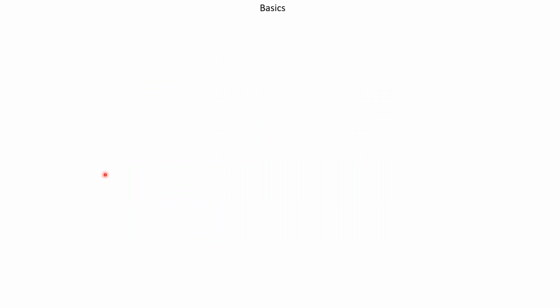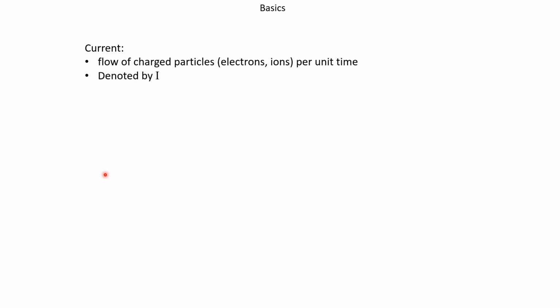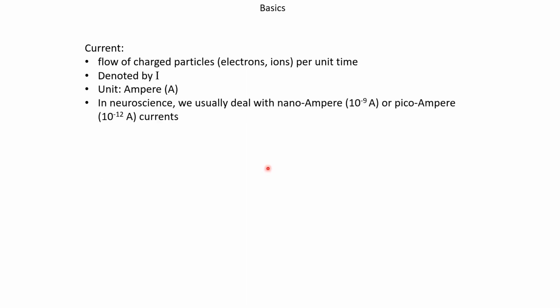The first thing we will look at is current. As you probably already know from your basic physics courses, current is the movement of charged particles per unit time. How much charge is moving per unit time defines how much current there is. It is typically denoted by the symbol I. The unit that we use for measuring current is amperes. But 1 ampere is actually a lot of current, and we do not see these kinds of currents in actual neural circuits. The levels of current that we more often deal with are on the order of nanoamperes or picoamperes. A nanoampere is 10 raised to the power minus 9 ampere, and a picoampere is 10 raised to the power minus 12 ampere. So these are the levels of currents that we might encounter in a neuron.